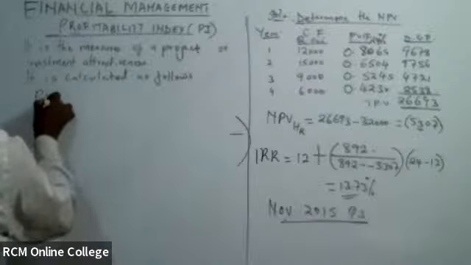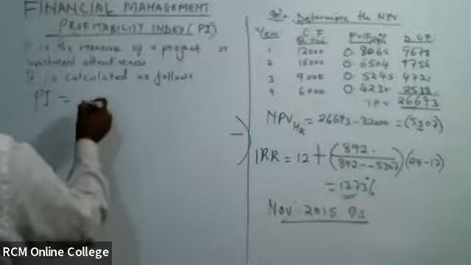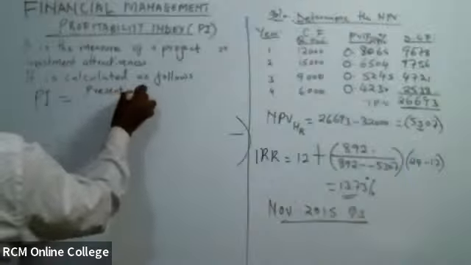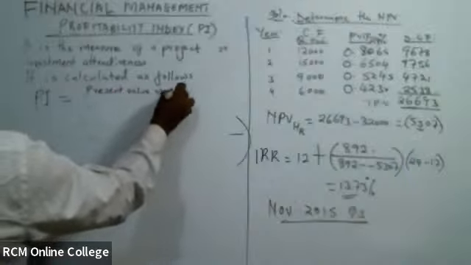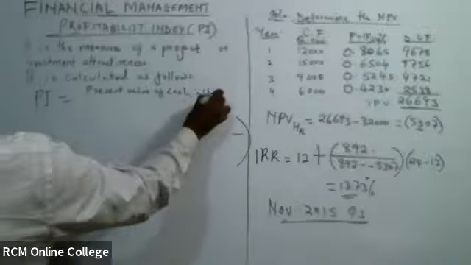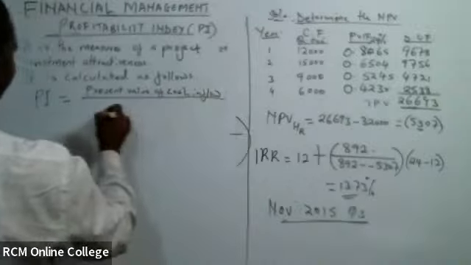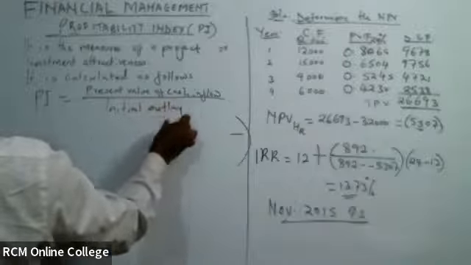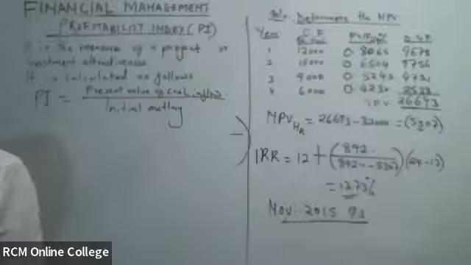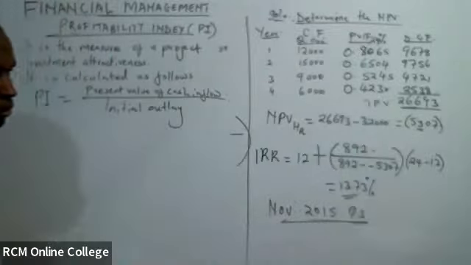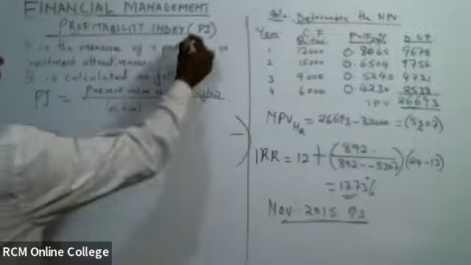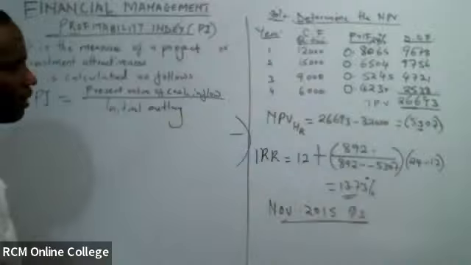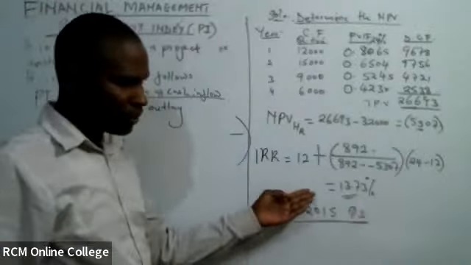So to get the PI, we need to first of all get the present value of cash inflow divided by what? The initial outlay. Because it's an index, you're not multiplying by 100, not as a percent. It is an index. By the way, how do you interpret?